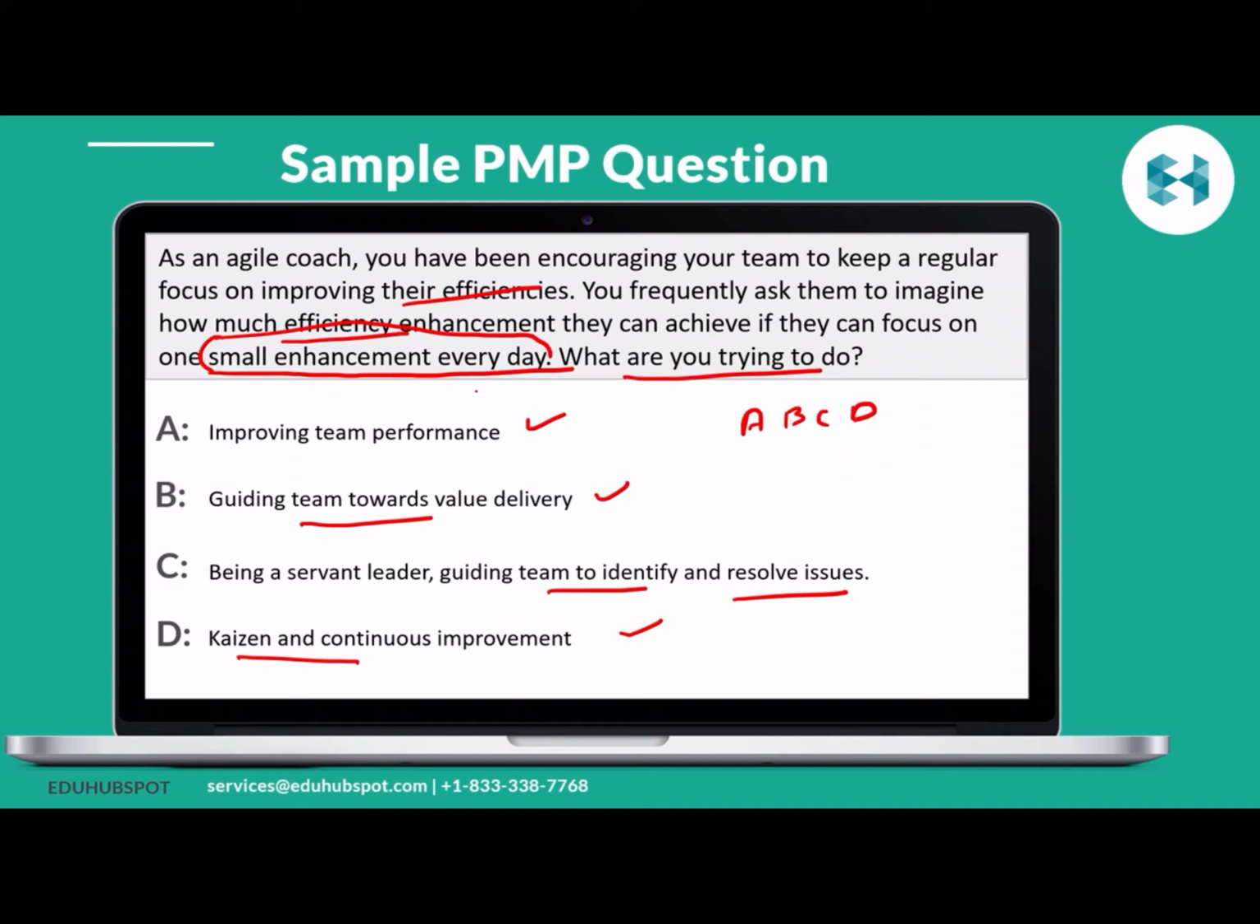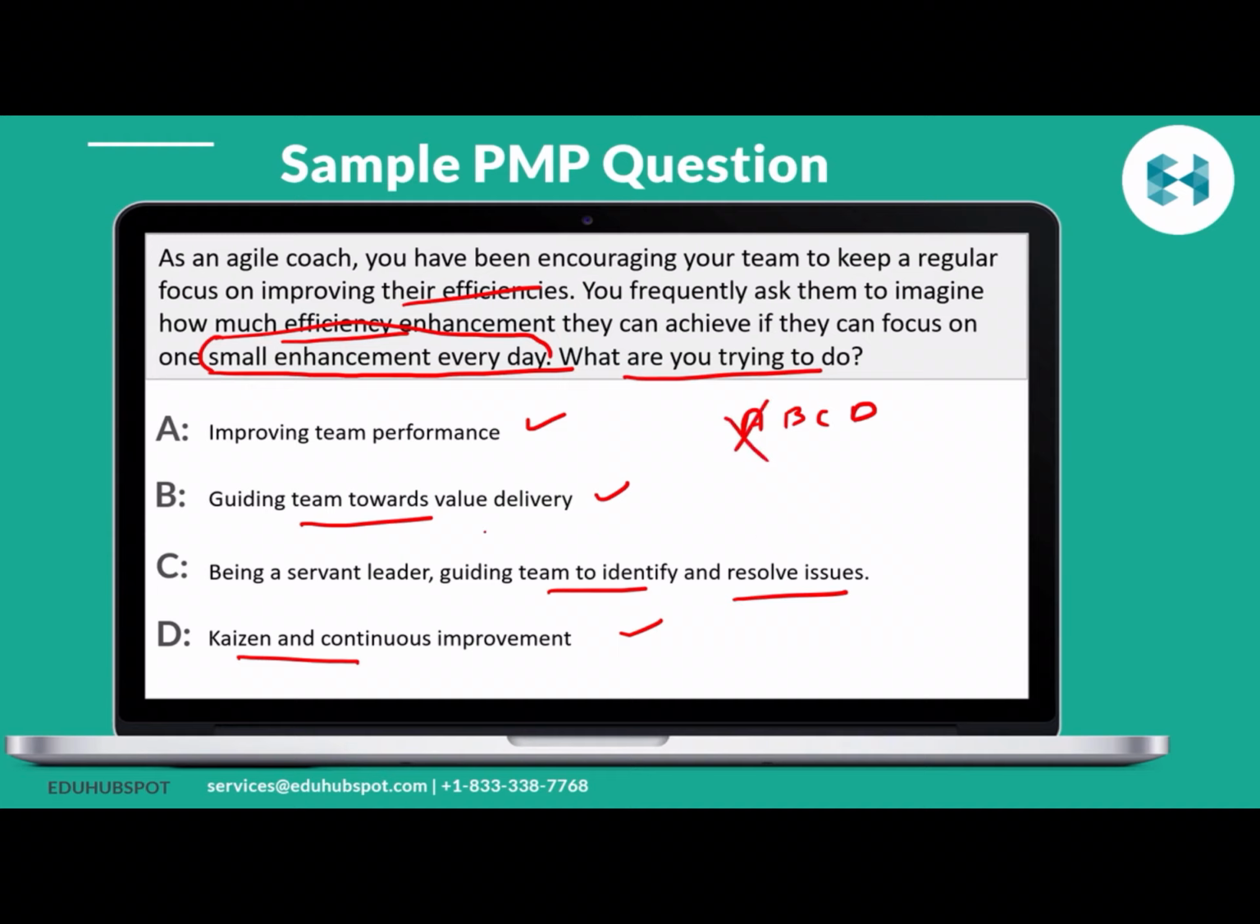focus on one small enhancement every day. Is it necessarily improving the team performance? What is the relation of this to the team performance? Nowhere in the question are they talking about team performance and stuff like that. You are just an Agile coach and you are asking the team to focus on improving the efficiency. That's it. They are nowhere talking about improving the team performance. You can eliminate this choice.